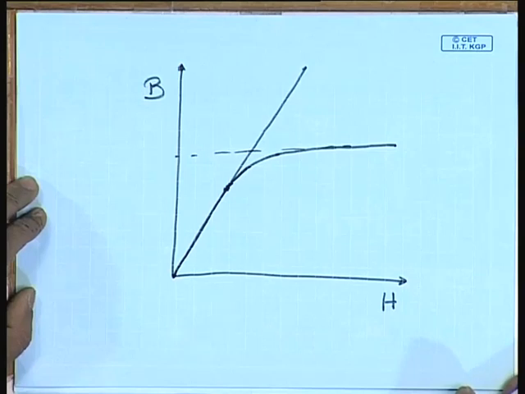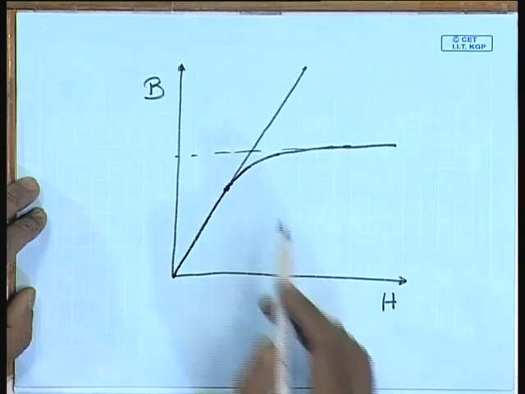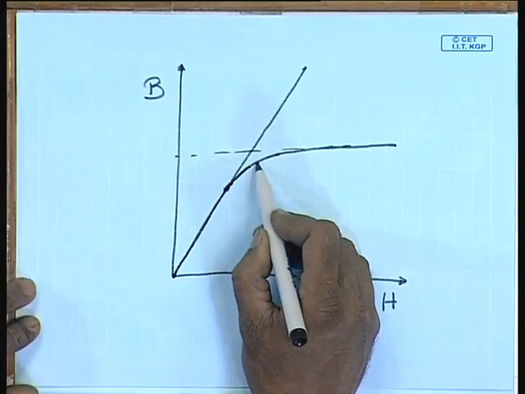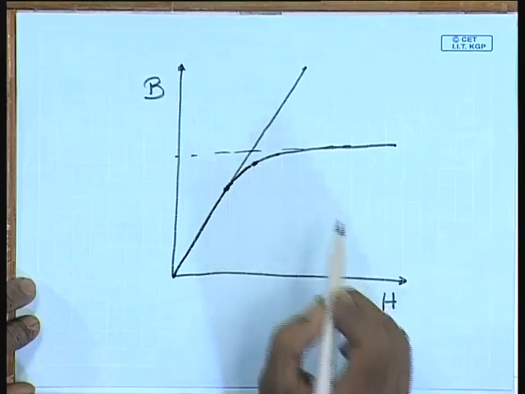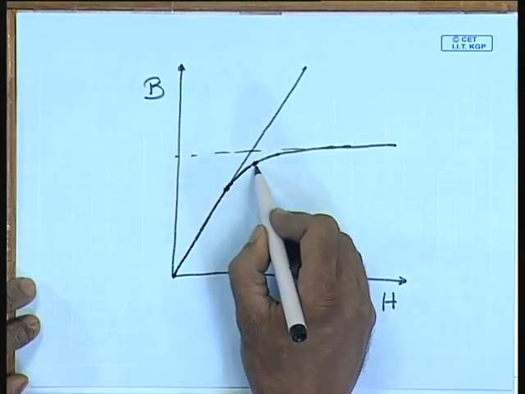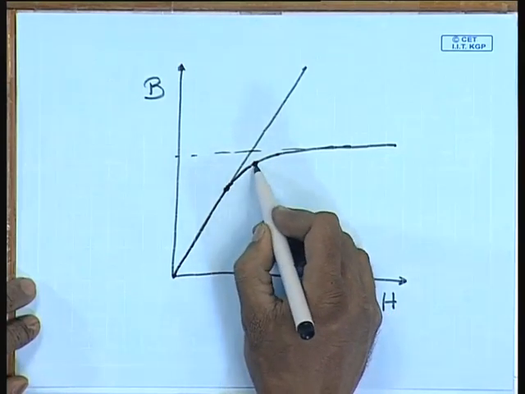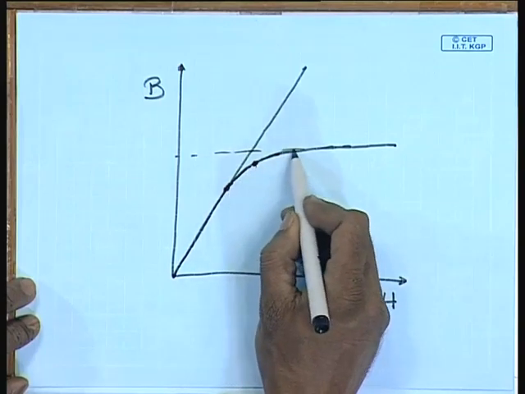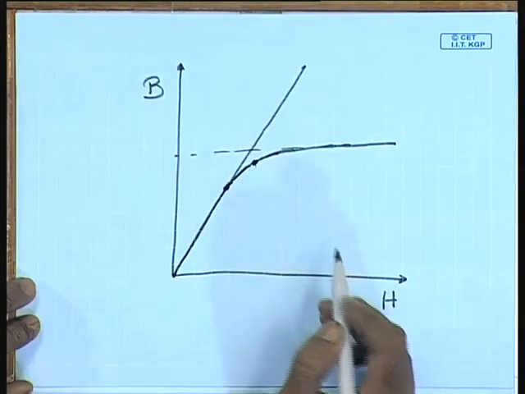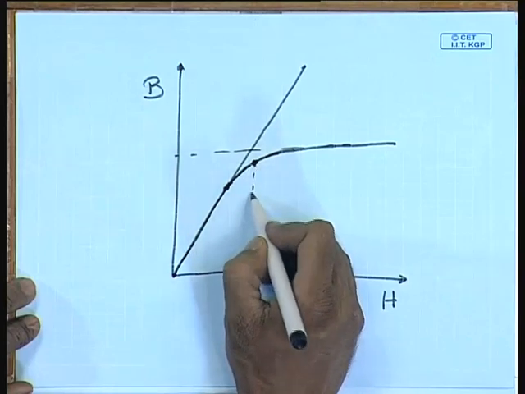Therefore, for ferromagnetic material, the practical operating point that realizes the true potential of the material is somewhere in this junction, in this region where the BH curve starts bending. This is called the knee point of operation.